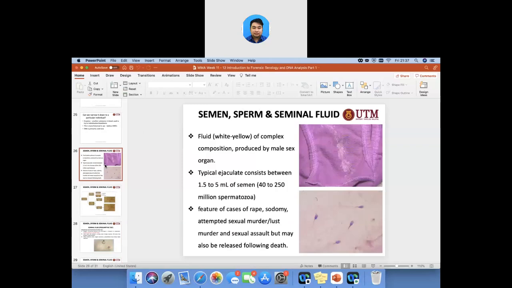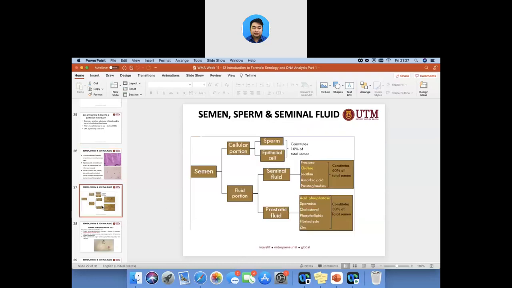All right. So this feature of cases of rape, sodomy, attempted sexual murder usually would present this kind of evidence. So you need to know how you are going to detect semen, how you are going to detect sperm, and how you are going to detect seminal fluids, right? Okay, so inside the semen, you would have the cellular portion, which is your sperm, and the fluid portion, which is the seminal fluid or prostatic fluid.